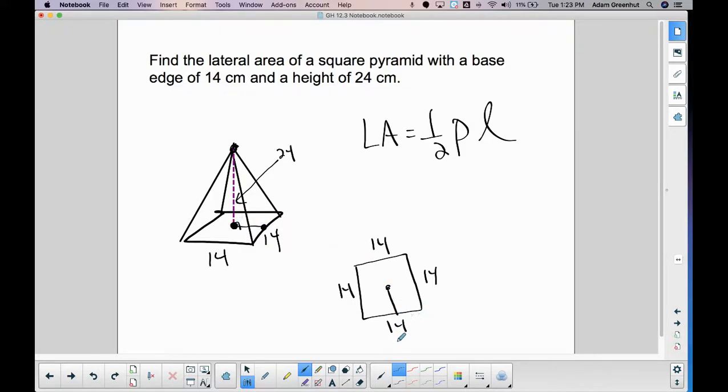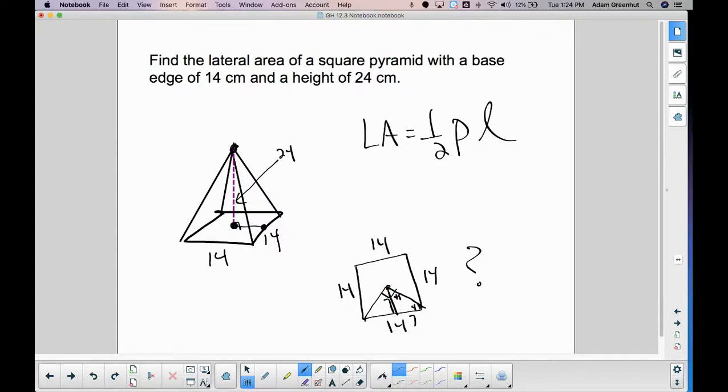What would that be called in a square? If you said apothem, you're absolutely correct. That is the apothem of the square. So I could draw the triangle and find the apothem using 45, 45, 90, and maybe I will. 360 divided by 4 is 90, which makes this a 45, 45, 90, which makes this 7. So the apothem is 7.